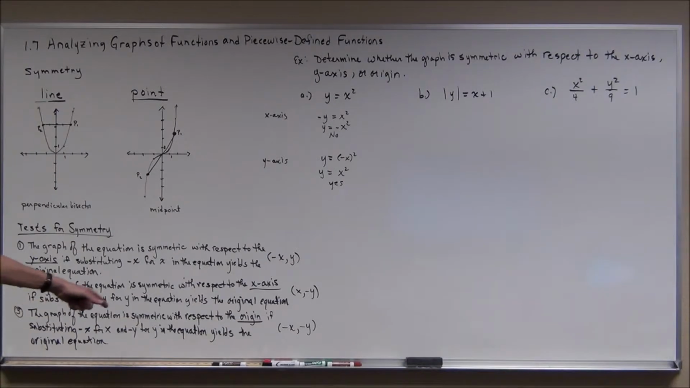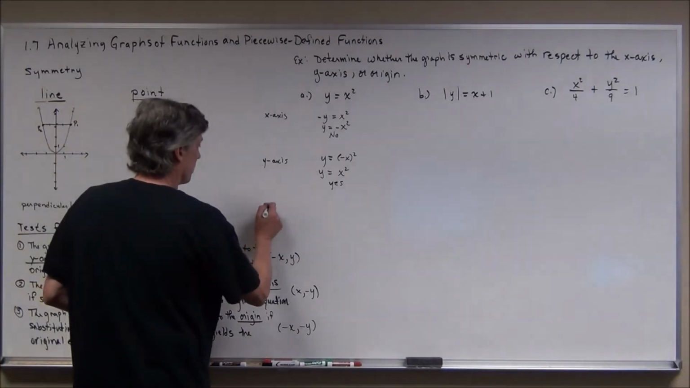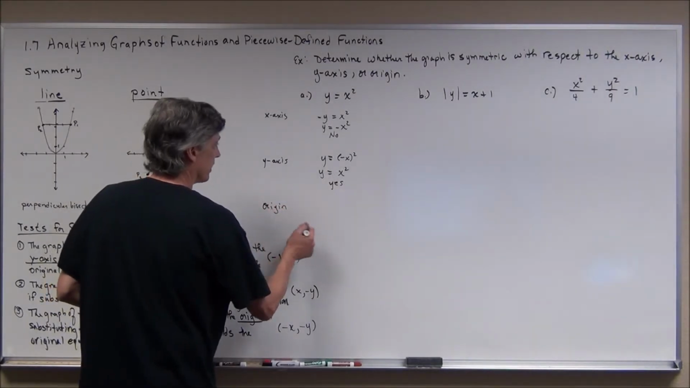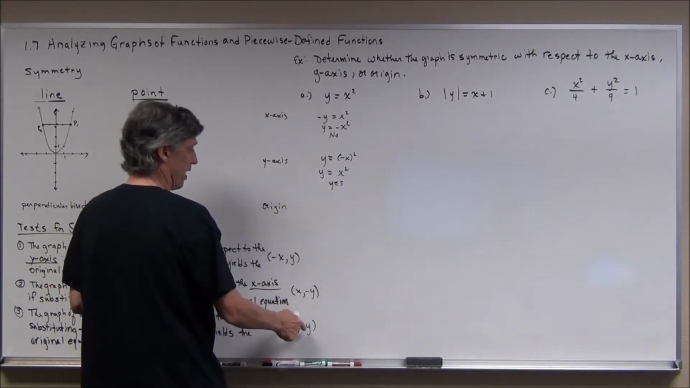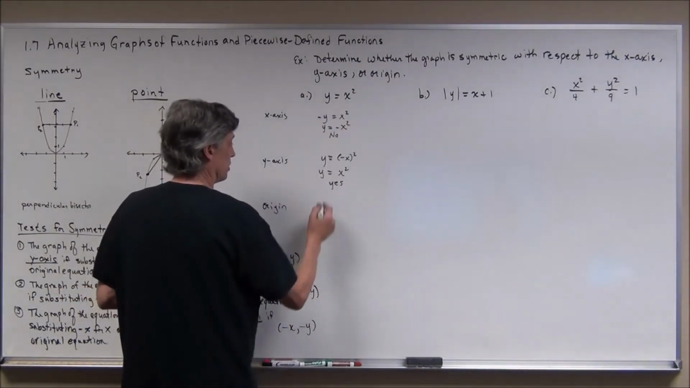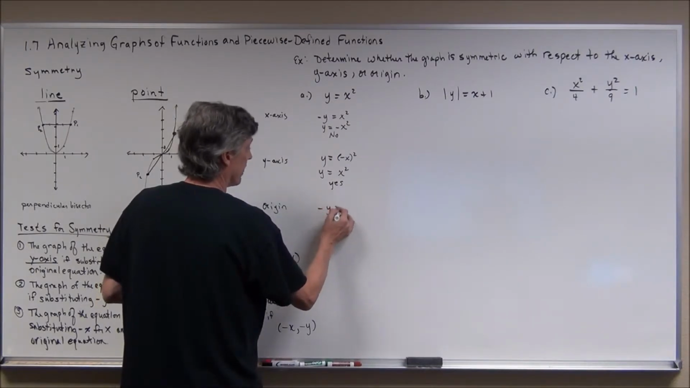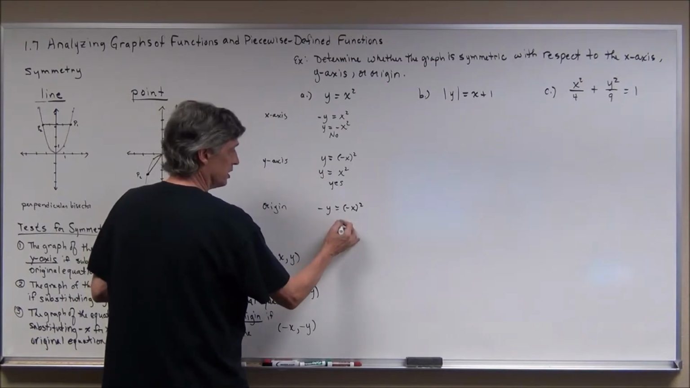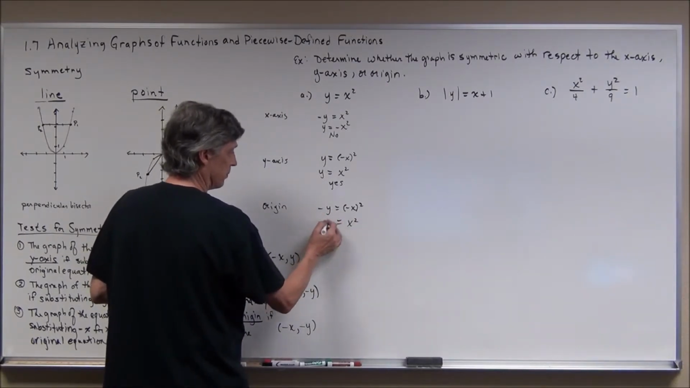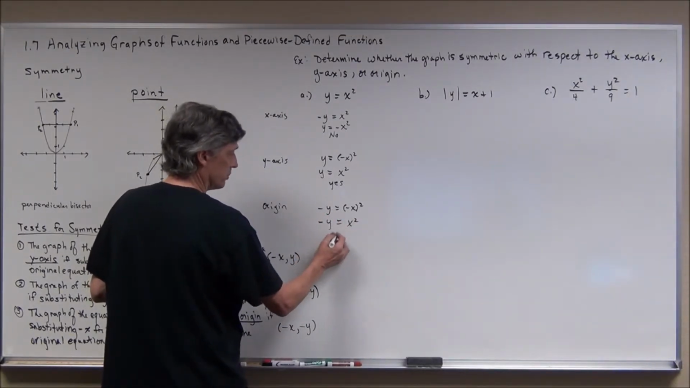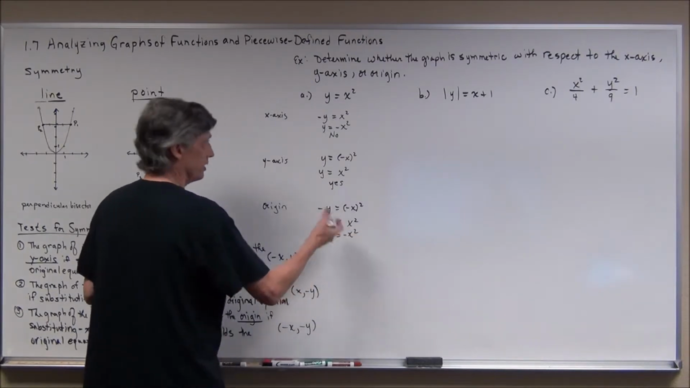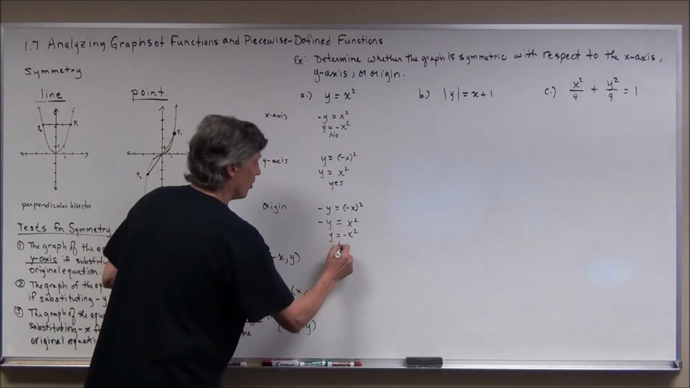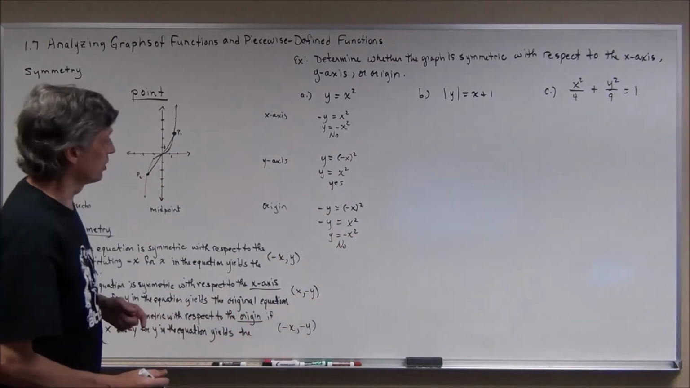Now to see if it's symmetric to the origin, and we're pretty sure that this is not going to work, for the origin I would plug in the opposite of x in for x and the opposite of y in for y back into the original. So again, we know what this is. This is x squared over here. This doesn't simplify. If I multiply both sides by -1, I don't get back to the original, so no, this one is not symmetric to the origin.